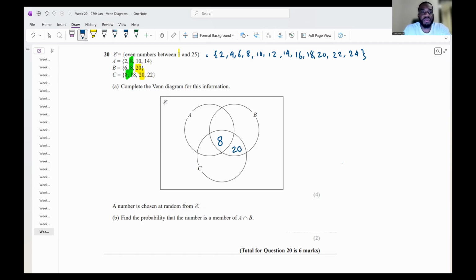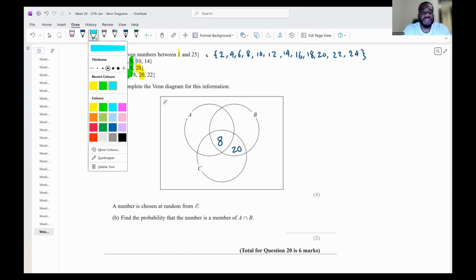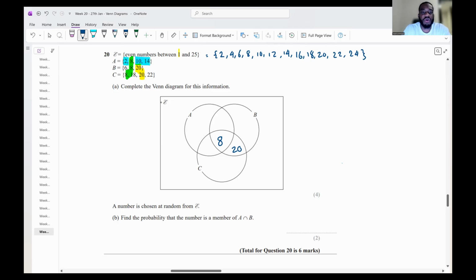And then what else do we have? Any other overlaps? I think that's it, in terms of overlaps. Okay, so now if we look at the set for A, we've got 10, 14, and a 2. That would have to go in the outer part of A. So 2, 10, and 14, like that. And then for B, 6 would have to go on the outer part like that, which is going to be over there. And then for set C, it's going to be an 18 and a 22, which will be on the outer part, which is going to be here. So 18 and 22.